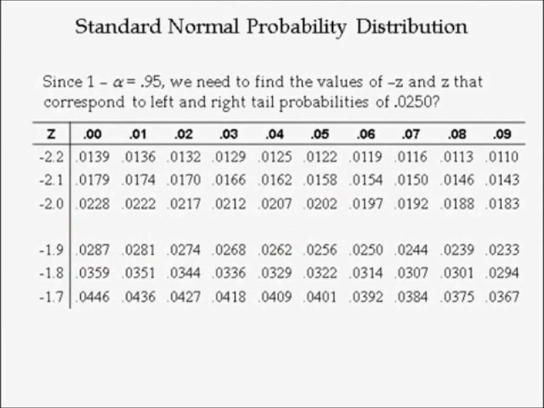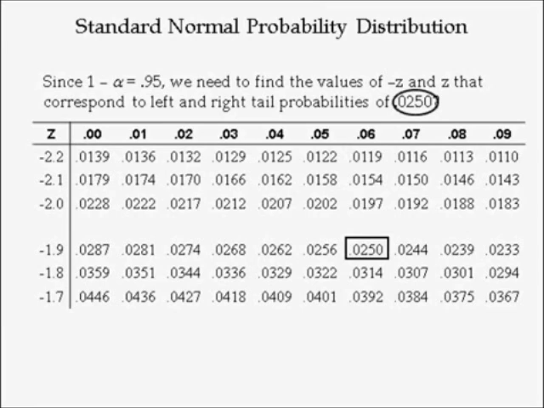Because 1 minus alpha equals 0.95, and there are two tails in an interval estimate, we need to find the values of negative z and z that correspond to left and right tail probabilities equal to alpha divided by 2, or 0.0250.